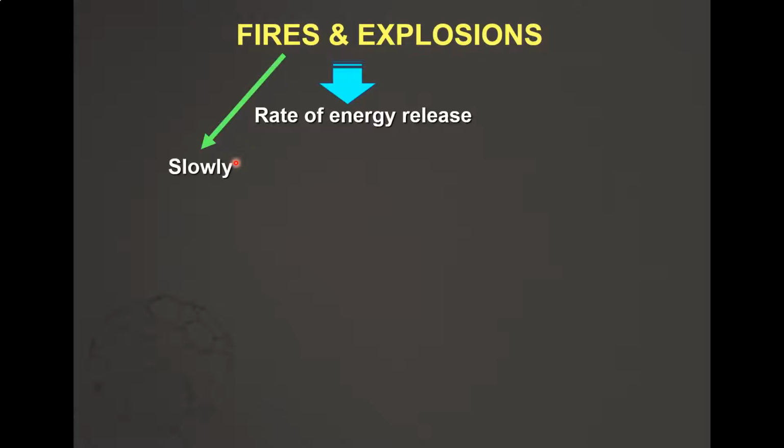Fire and explosion. So today we will learn about what is fire and what is the difference between fires and explosion. The difference between fires and explosion depends on their rate of energy release. As you can see, fires involve a slow rate of energy release, while explosion involves a rapid rate of energy release.